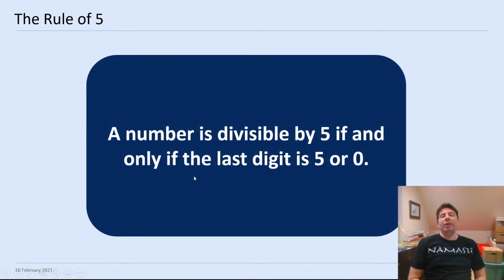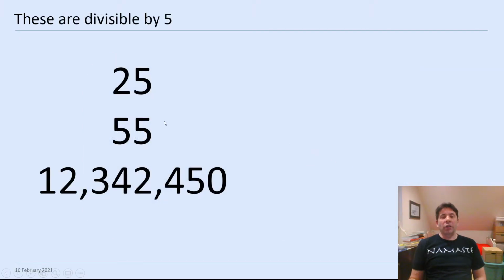Rule of 5 is a bit easier. A number is divisible by 5 if and only if the last digit is either 5 or 0. So these ones, 25, 55, and 12,342,450 are all divisible by 5.